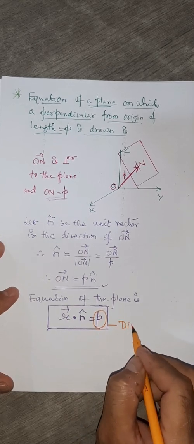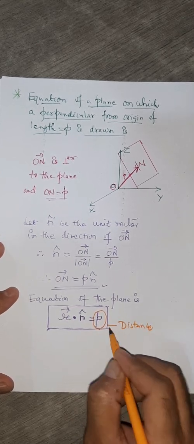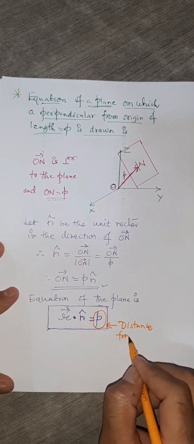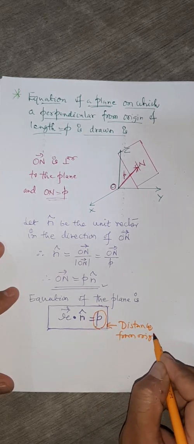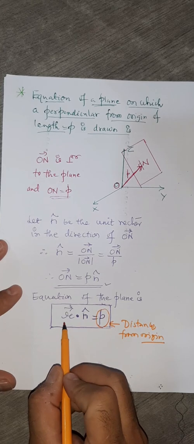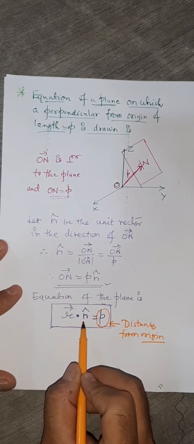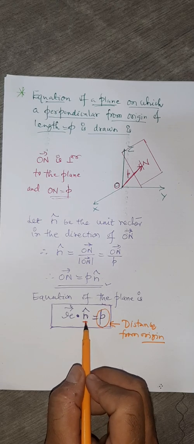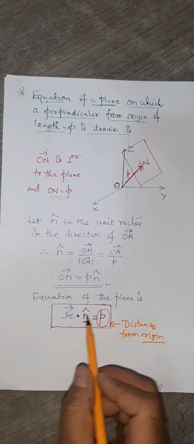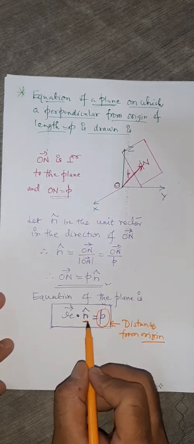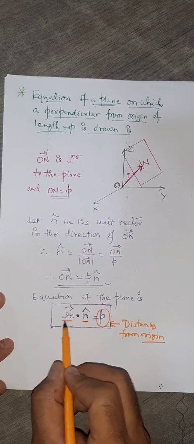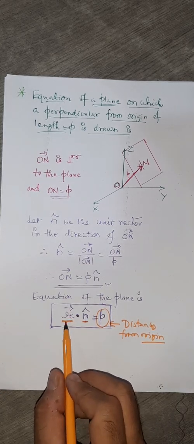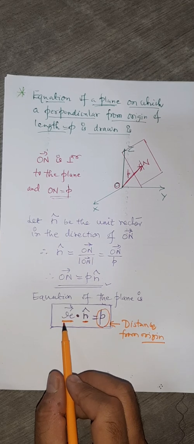This is the distance from origin. That's one thing. What is this? This is a unit vector, remember, in the direction of the given normal, that is perpendicular to this plane. This is a unit vector, and this is, you know, the variable point, that is nothing but x, y, z normally.